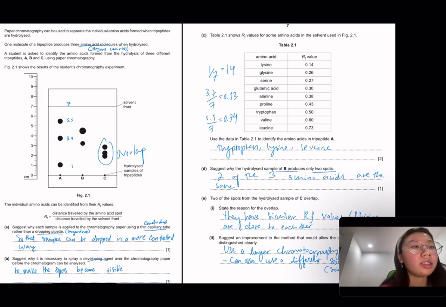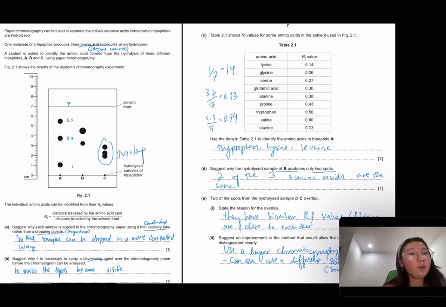And do we have anything that is close to 0.53? We don't have an exact value of 0.53, but we do have a 0.5, so that would be your tryptophan. And for your third one, 5.5/7, 0.74. We don't have an exact value of 0.74, but we do have a 0.73, so that would be leucine. So those 3: tryptophan, lysine, and leucine.